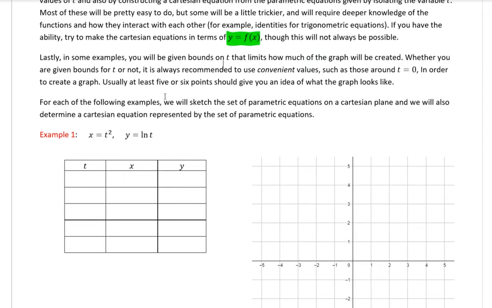We'll also have in some examples some specific bounds of t, in which case that'll tell you what bounds you need to work with. But if you're not given bounds, or if it's more open-ended, then you need to consider what would also happen if I were to continue on in that direction.